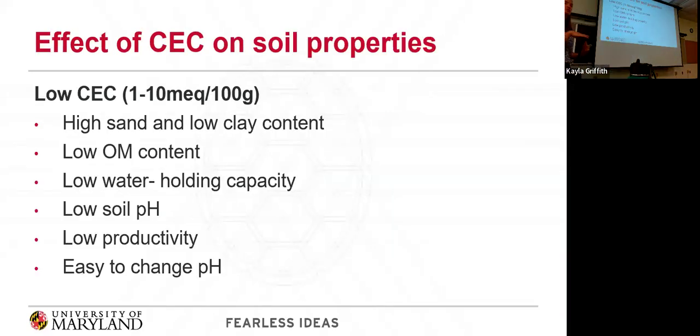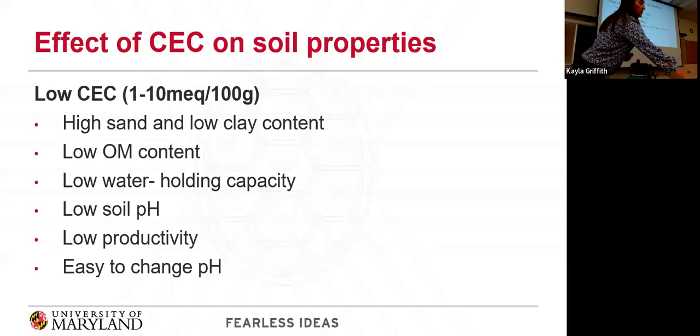So when you see it on your soil test, it's on a scale, and it'll tell you it's between 1 and about 50. The low CECs are what we consider between 1 and 10 milliequivalents per 100 grams. So this is a high sand content, low organic matter, low soil pH, not a very productive field, but it can be easily changed with lime.